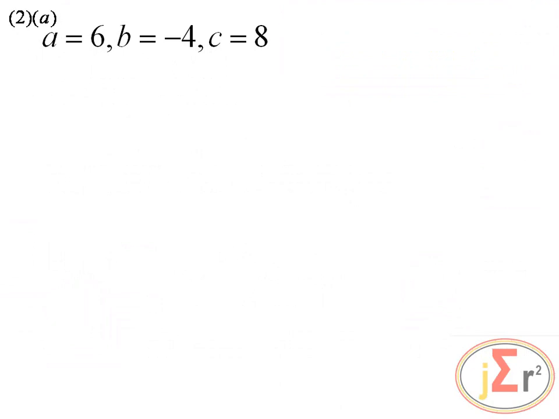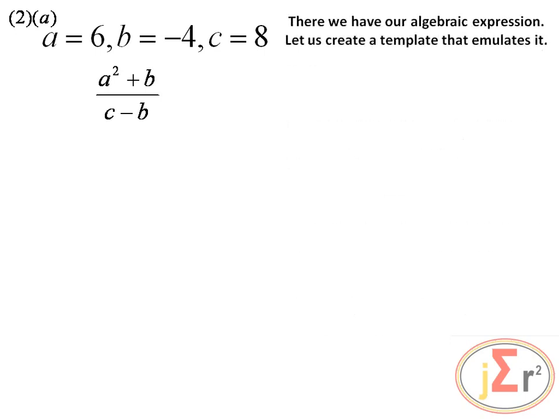Here we have A is equal to 6, B is equal to -4, C is equal to 8, and we need to determine what the result will be if we substitute those values in the expression that we have there. And as usual, our first step is to make a template. Templates are very good because they have the capacity to capture the negative signs in order that we will not neglect them to our demise. So there we have our algebraic expression. Let us create a template that emulates it. So there is our template.